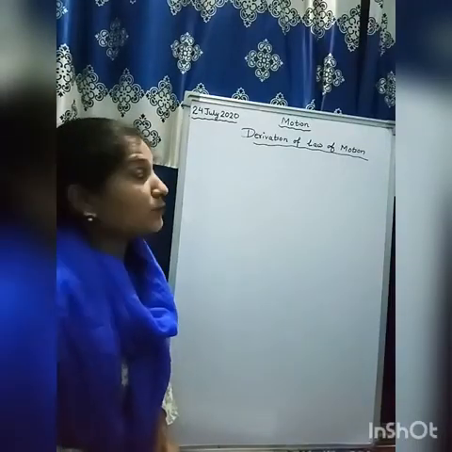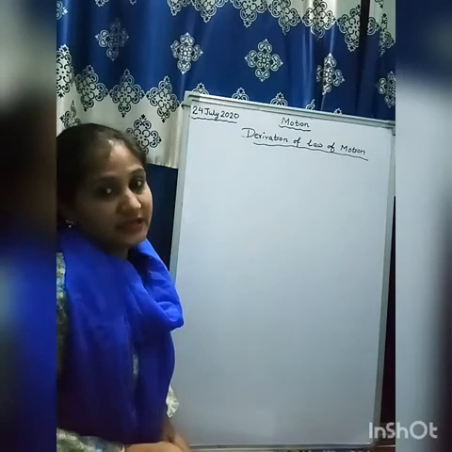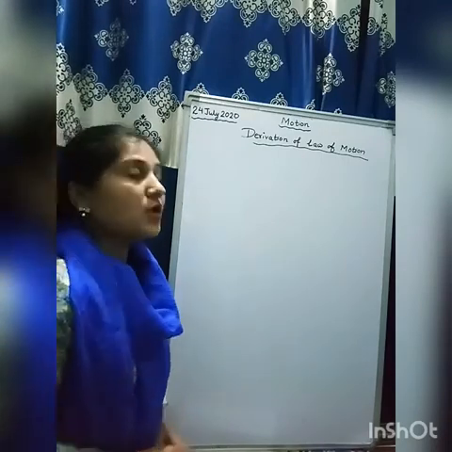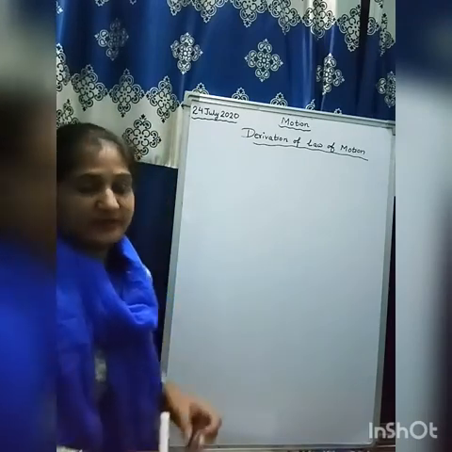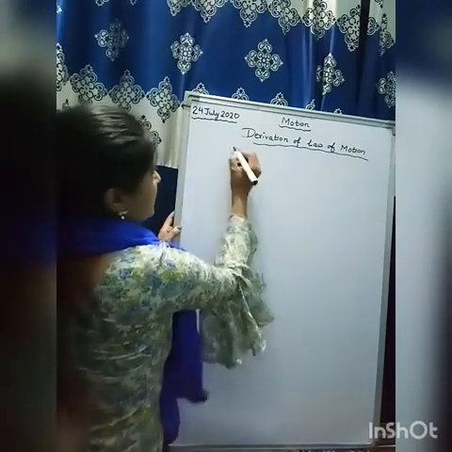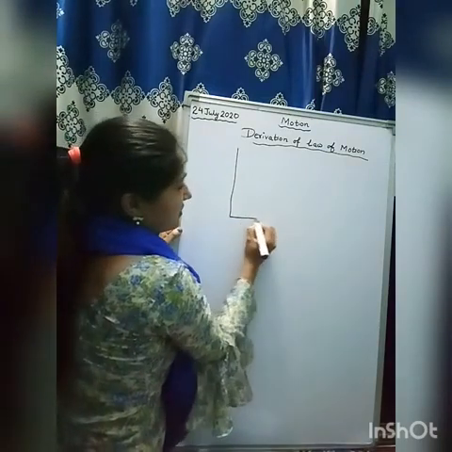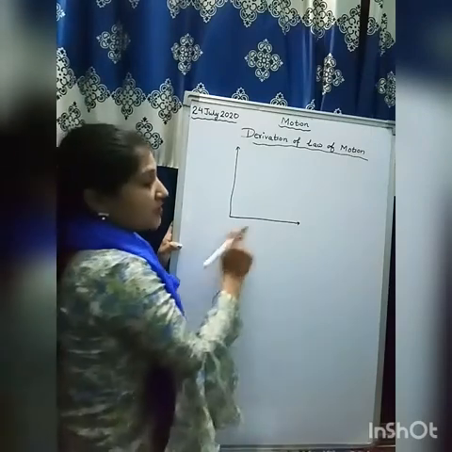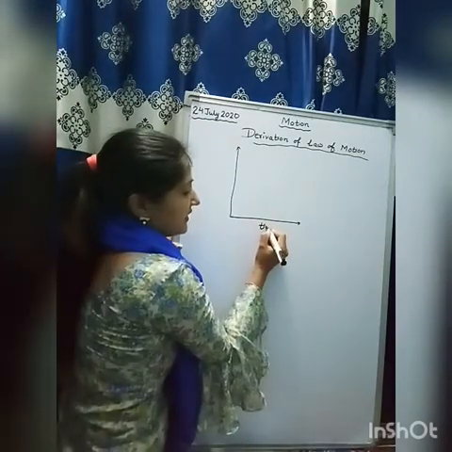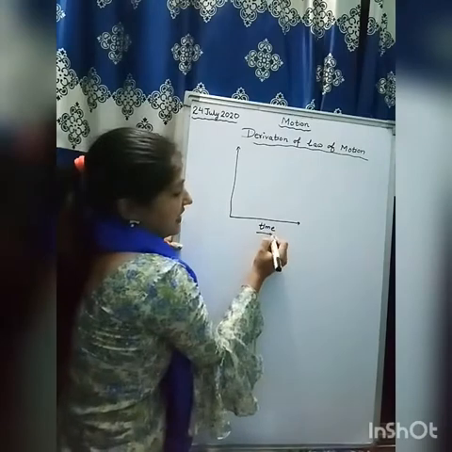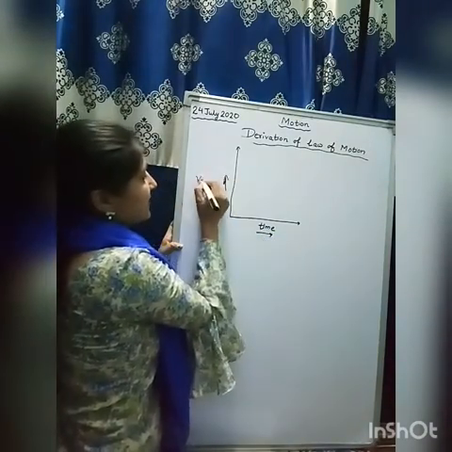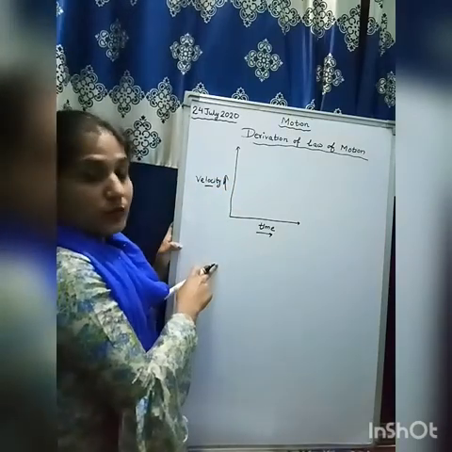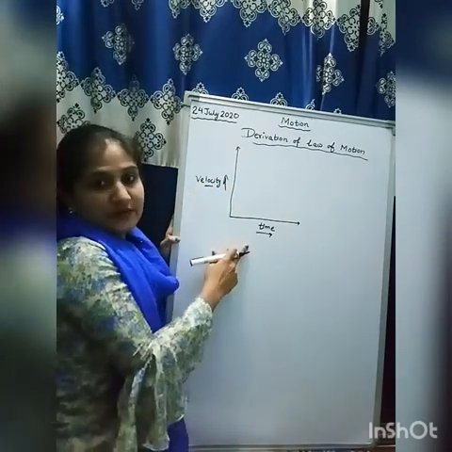Morning students, we are doing chapter number 8, motion, and today we will do the derivation of the equations of motion by the graphical method. So let's start. For this, firstly we will make a graph. This is the x-axis and this is the y-axis. On the x-axis we will take time, and on the y-axis we will take velocity. So this graph is also known as a velocity-time graph.